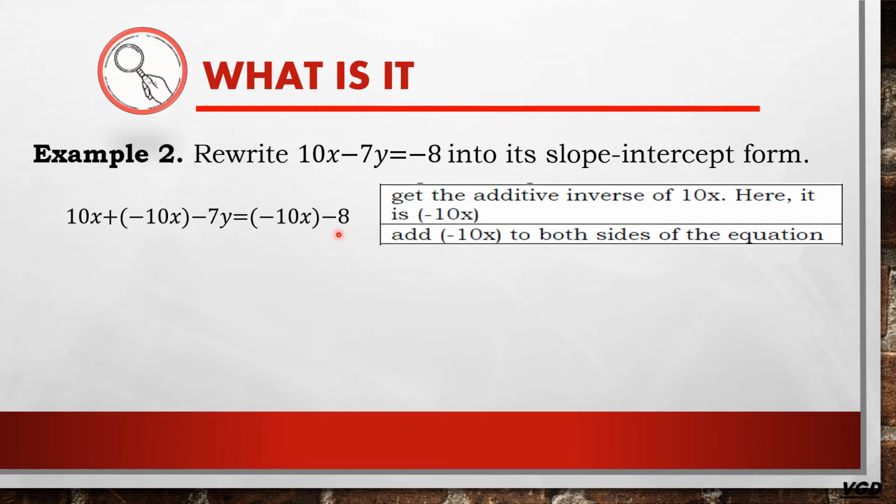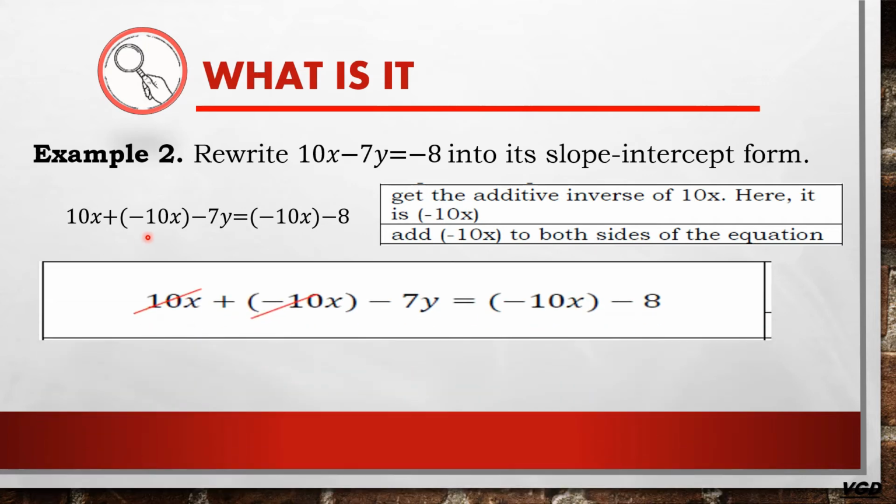And simplify, we have to simplify this one. We have to combine like terms. So, we need to cancel out si 10x. So, ang mahihibilin is negative 7y equals negative 10x minus 8. So this time, are we done? Is it already in the form of y equals mx plus b? Not yet.